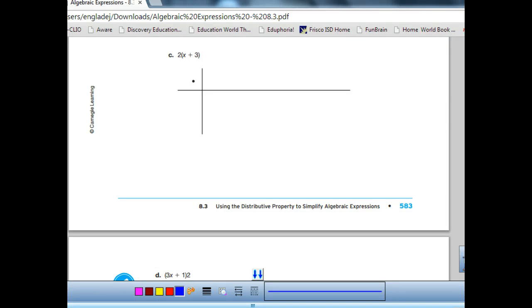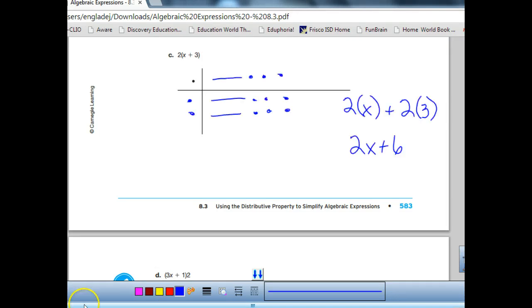Okay, so what I want you to do is part C. I'm going to pause it and come back and give you the answer of what it should be. Okay, all right, so hopefully this is what you have. You have 2 groups of x plus 3 repeated 2 times. So what did you do? You repeated 2 groups of x plus 2 groups of 3 to get 2x plus 6.